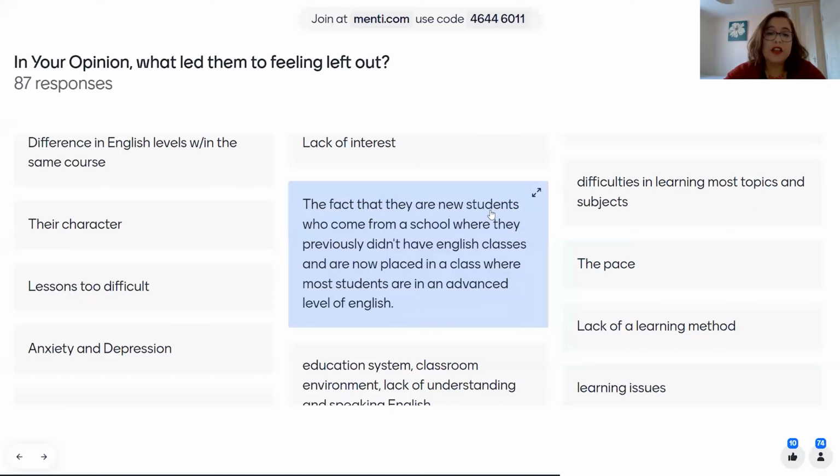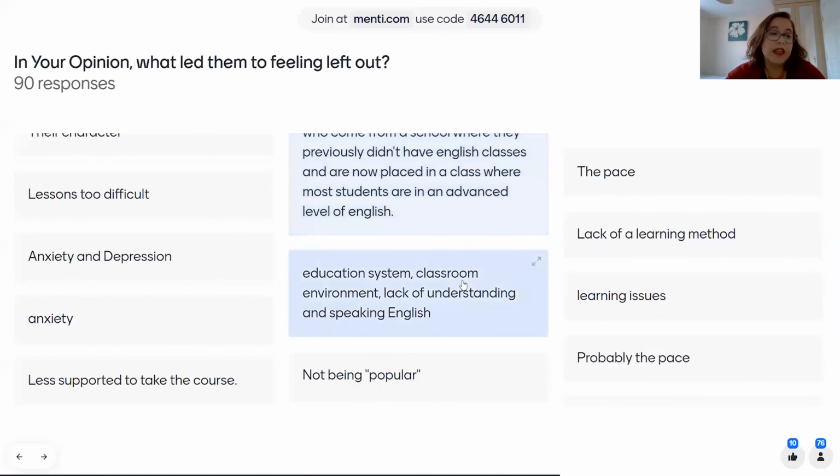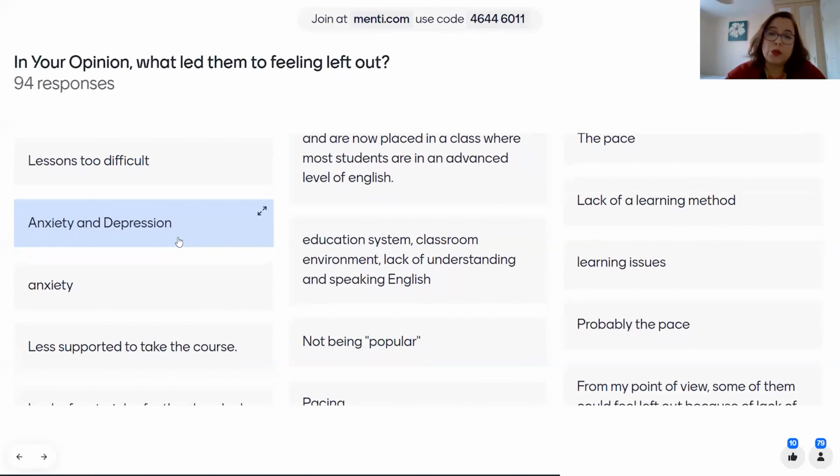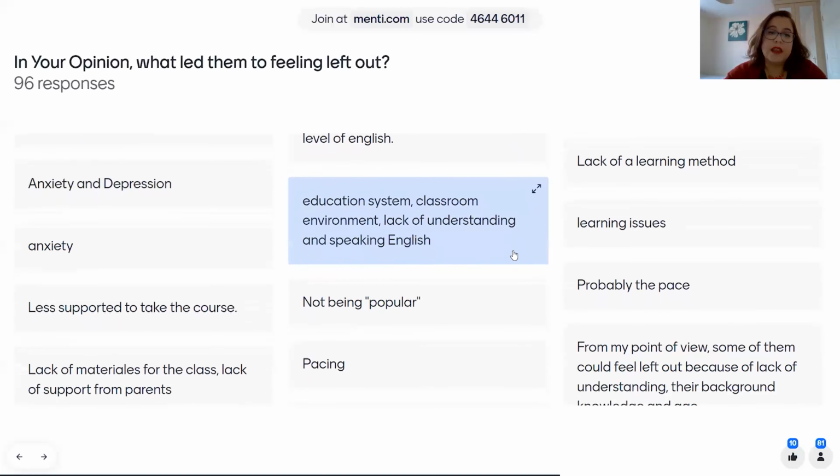The fact that they are new students who come from a school where they previously didn't have English classes and are now placed in a class where most students are at an advanced level of English. Anxiety and depression. Not all students open up to their teachers. So the fact that you could identify this as a reason means that you have enough access to your students, which is to your honor.